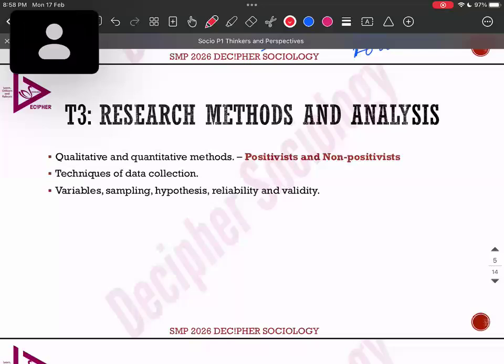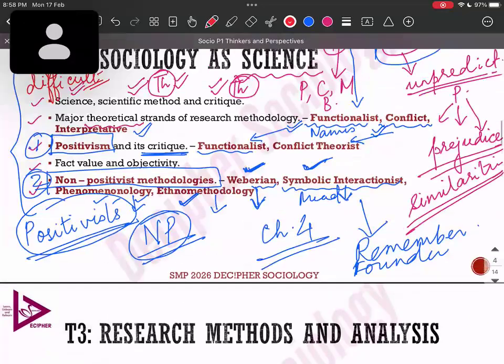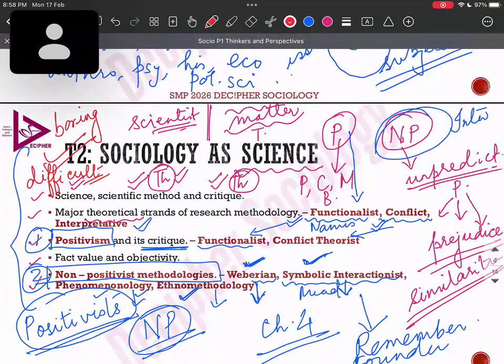Ma'am, interpretative and interactionist perspective, are both of them the same or different? Yes, interactionist comes under interpretivist only. Okay, ma'am.